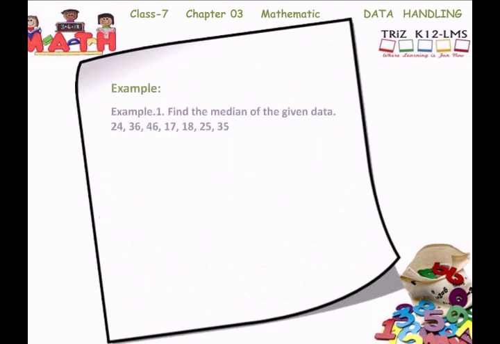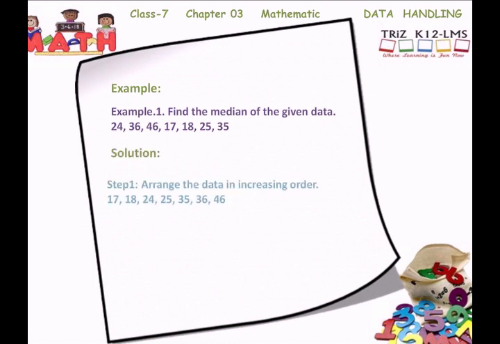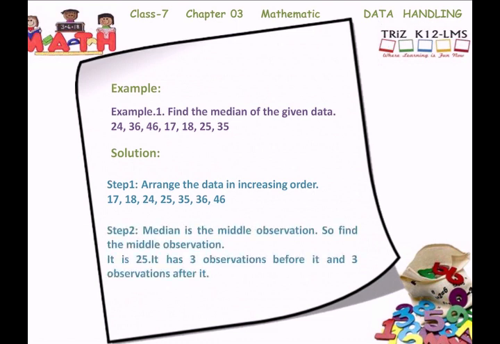Example 1. Find the median of the given data 24, 36, 46, 17, 18, 25, and 35. Solution. Step 1. Arrange the data in increasing order: 17, 18, 24, 25, 35, 36, and 46. Step 2. Median is the middle observation, so find the middle observation. It is 25. It has 3 observations before it and 3 observations after it.